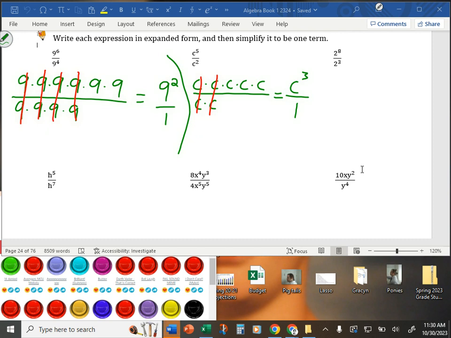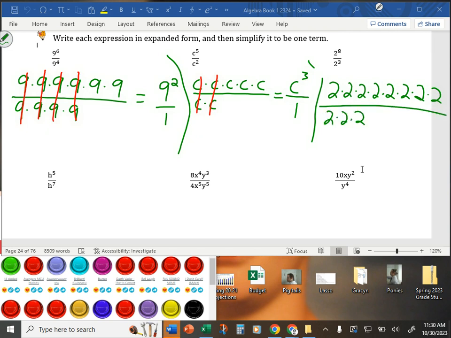Next one, 2 to the 8th over 2 cubed. 2 times 2 times 2 times 2 times 2 times 2 times 2 times 2 over 2 times 2 times 2. What's 2 divided by 2? 1. Anything divided by itself equals 1. So those 3 pairs of 2's get canceled out. We have 5 2's left. They're in the numerator. And so our answer is going to be 2 to the 5th power. If you want to put it over 1, you can, but you don't have to.